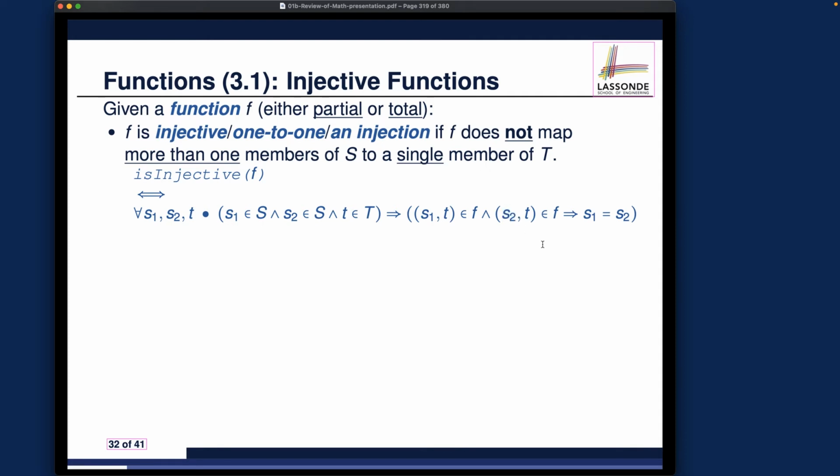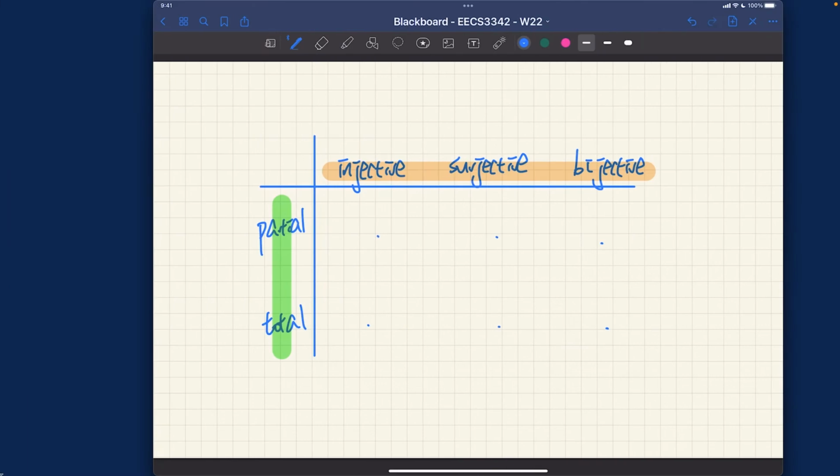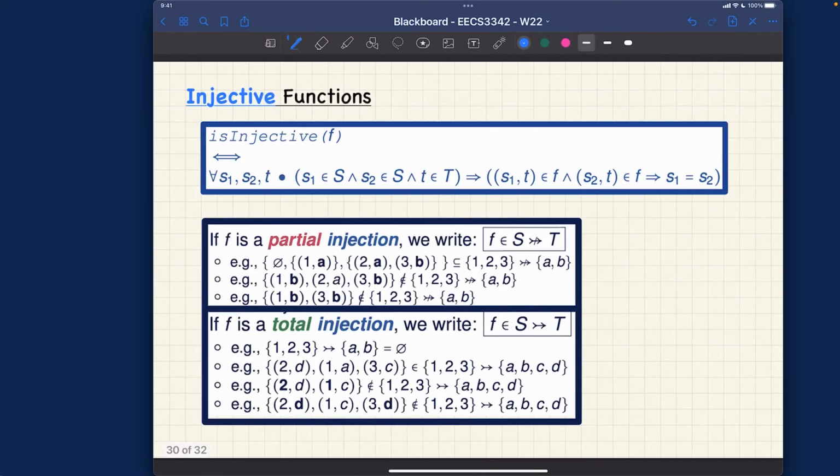Let's see examples together. What I will do is go over a series of examples together with you on the iPad, and you can definitely see the more concise answers in the slides. Let's take a look. All right, let's now move on to injective.